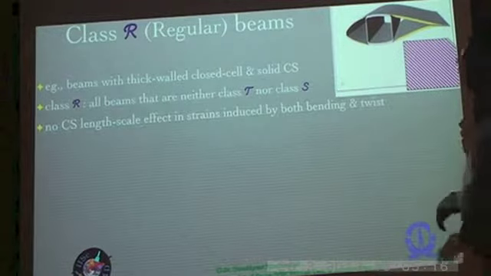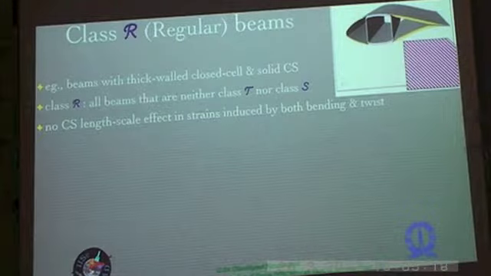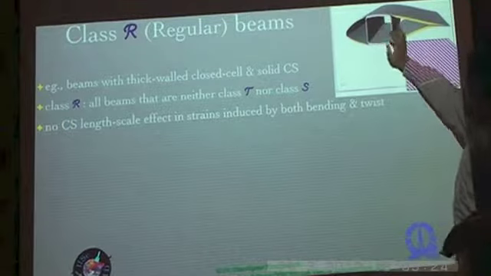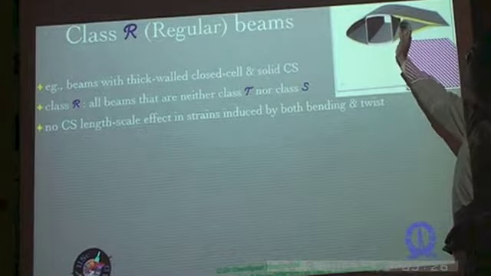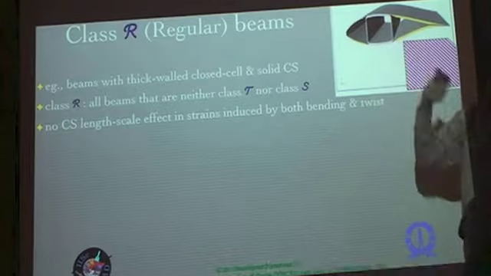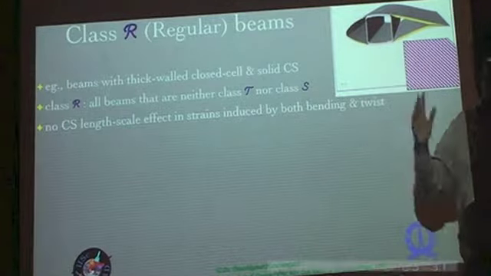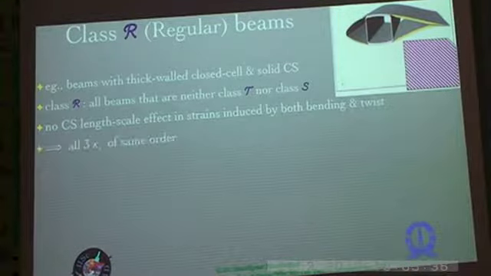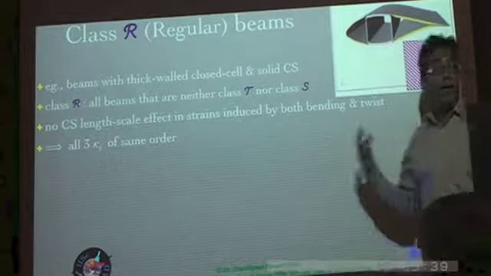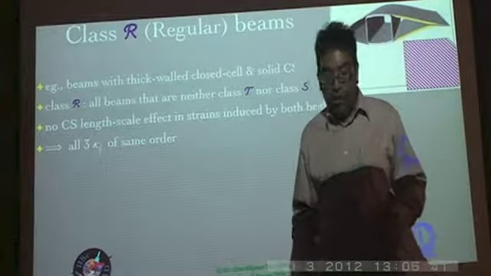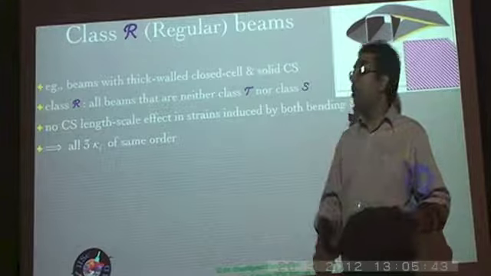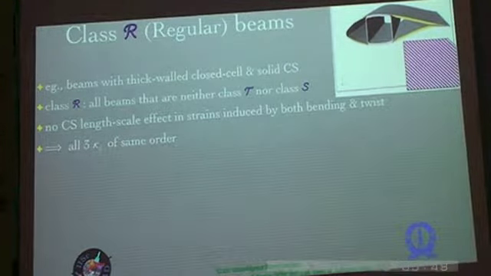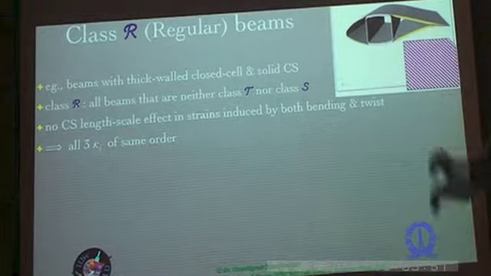No cross-sectional length scale effects in the strains induced by both bending and twist, which is quite obvious to see. Basically, we're talking of bending in this direction or bending in this particular direction. And the torque, in all the cases, the moment arms that are there are of the same order of magnitude. There's no difference between that. So all three kappa i are of the same order, whether it is the twist per unit length kappa 1 or the two bending curvatures kappa 2 and kappa 3, they are all of the same order of magnitude, being epsilon divided by the order of magnitude of the cross-sectional dimension.